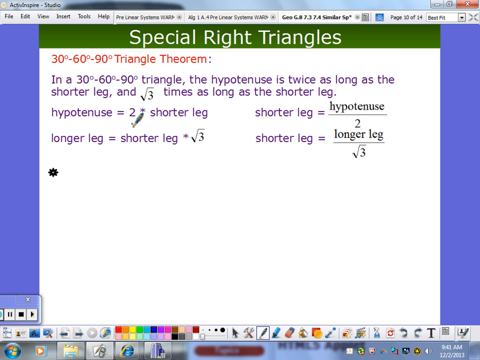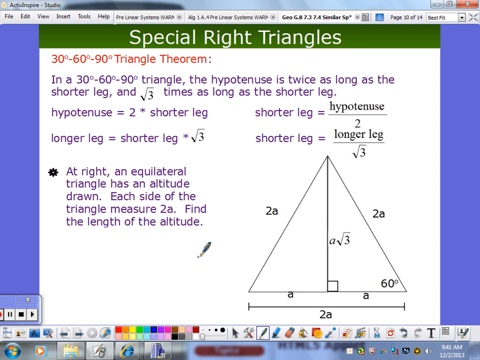So the hypotenuse is 2 times the shorter leg. The longer leg is the shorter leg times square root of 3. Or, if you're given a hypotenuse and you want to find the shorter leg, divide by 2. Or you can take the longer leg and divide by the square root of 3. And again, to make a general case, all very inductive what we've just been doing, right? We've looked at some examples. So let's see if we can generalize it.